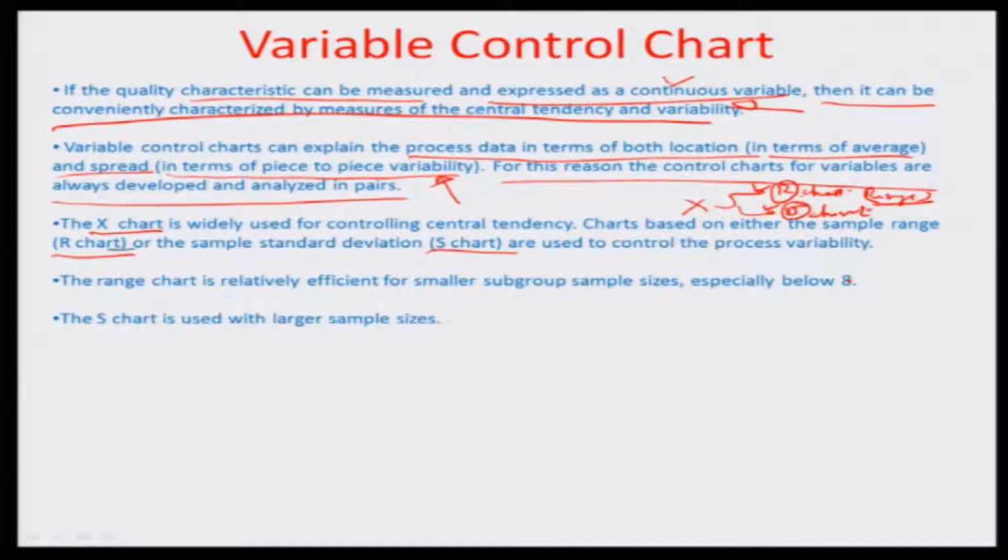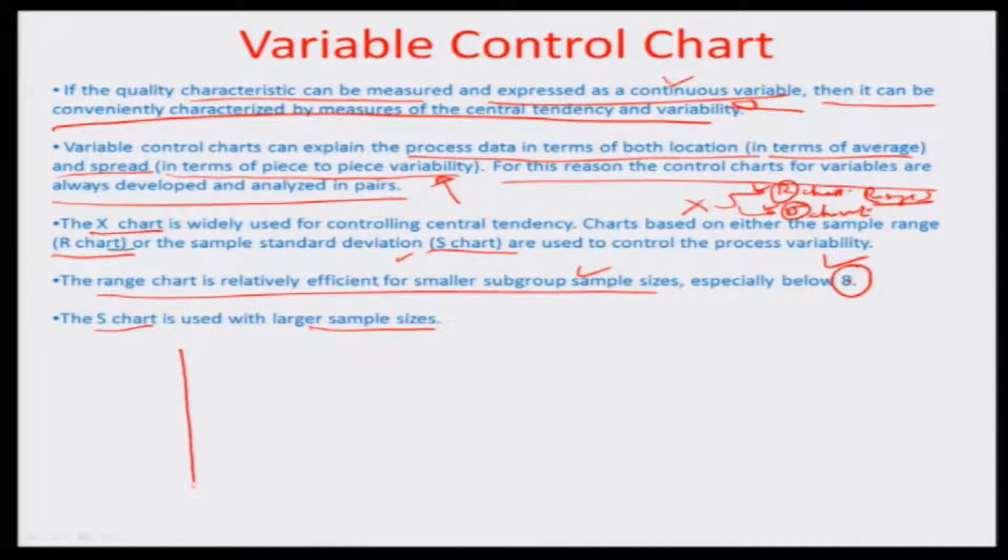The range chart is relatively efficient when smaller subgroup sample sizes are involved. I am going to show you how to plot a range chart in a real problem. Typically the subgroup sample size is below 8 when you illustrate it on a range chart, but if it goes beyond 8, then the sigma chart or the standard deviation chart has to be called for. The sigma chart is also better known as the S chart. S stands for standard deviation, and they are typically used with larger sample sizes.